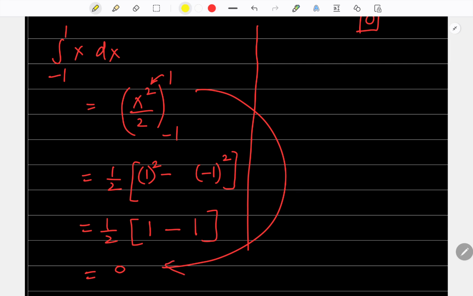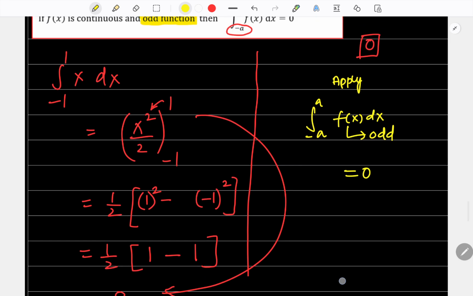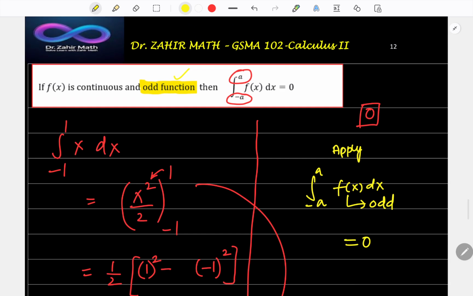But directly, if you apply the property, what is the property? Integral minus a to plus a f of x dx. If the function is odd, immediately we can write 0. How do you know, teacher, this function is odd? Look here, this is x. X is an odd function. Keep in your mind, x is an odd function. So based on this, you're going to write the values directly.